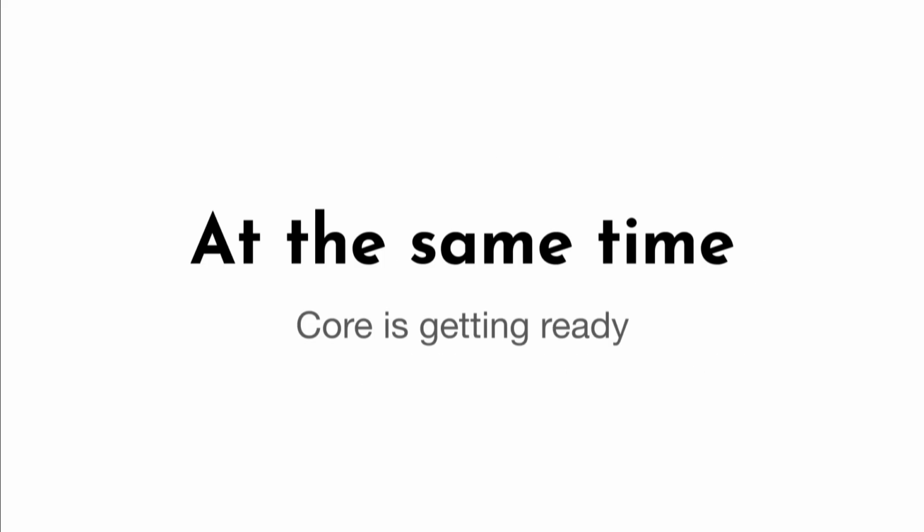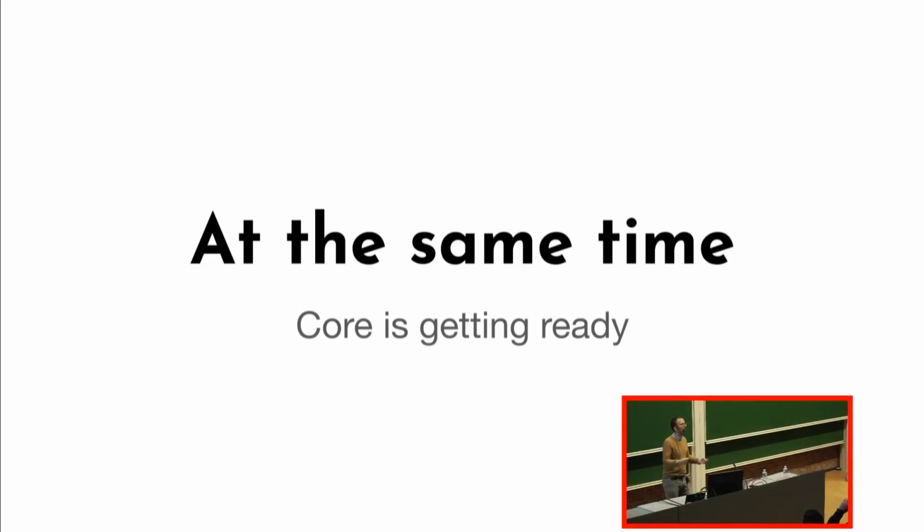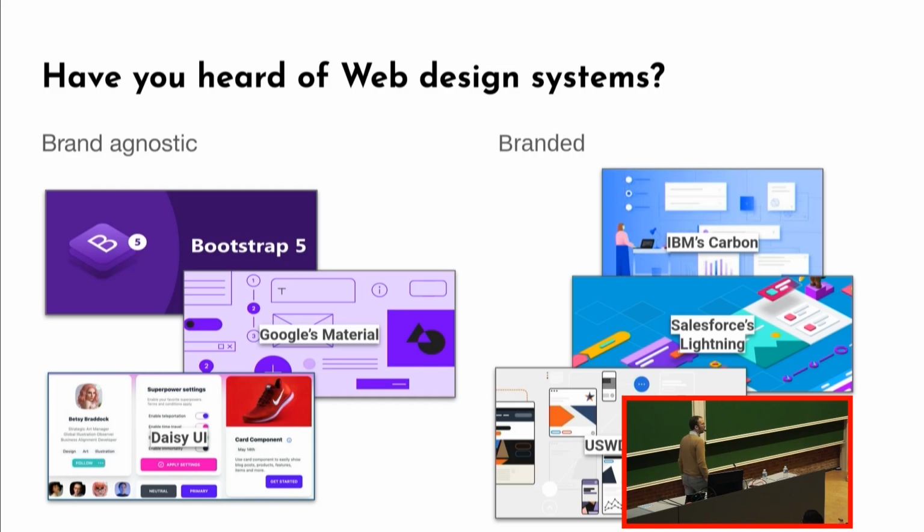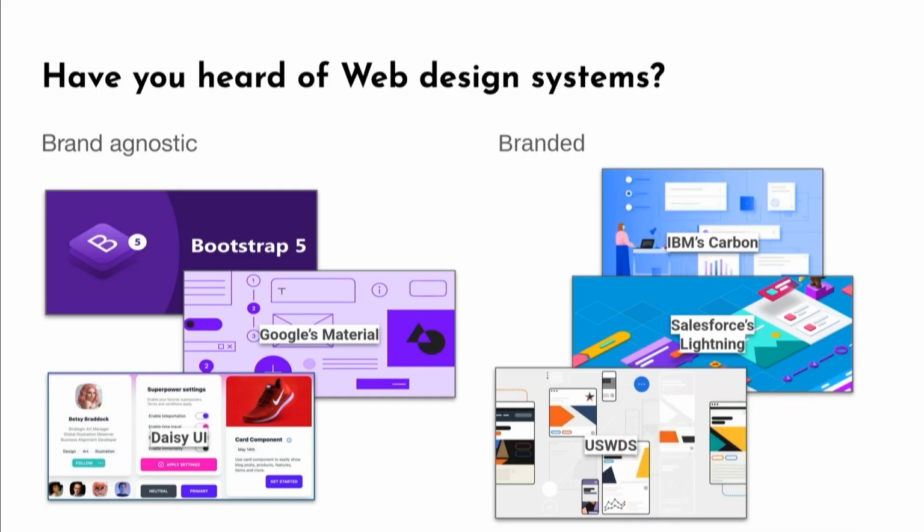And there was something else, a third reason: core is changing slowly, but surely. Core is getting ready for promoting display building again, because Core is slowly adopting design system API. Who knows about design system? Okay, nearly everybody, that's cool.